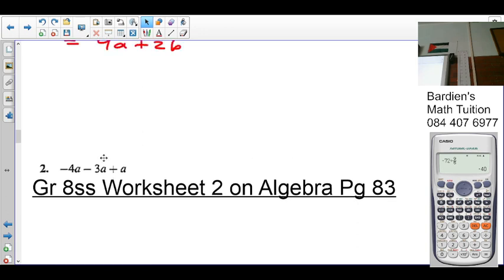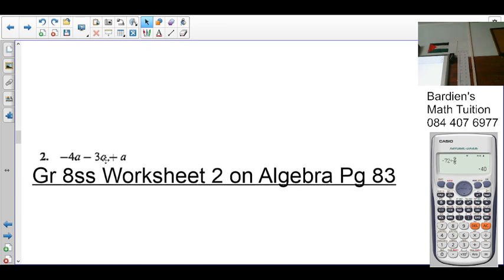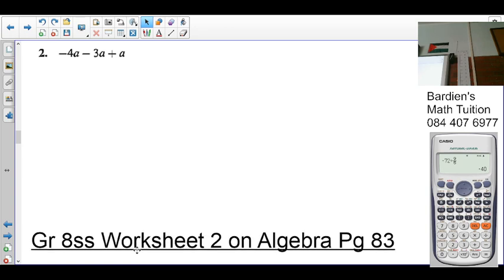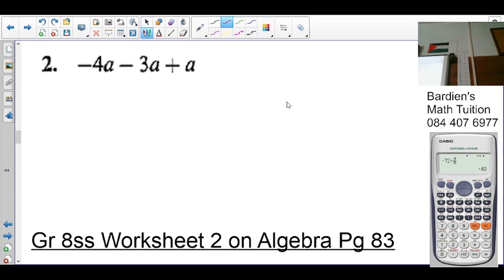Let's look at the next one. Number 2. Got negative 4a minus 3a plus a. Are they all like terms? Yes. So negative 4a minus 3a is negative 7a. Negative 7a plus a? Negative 6a. Okay.